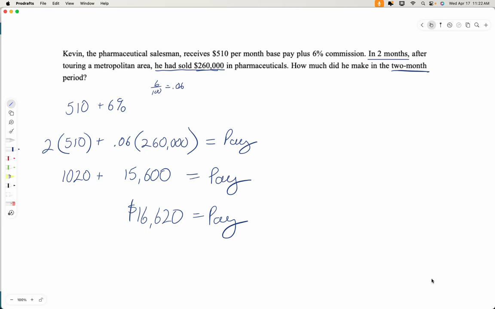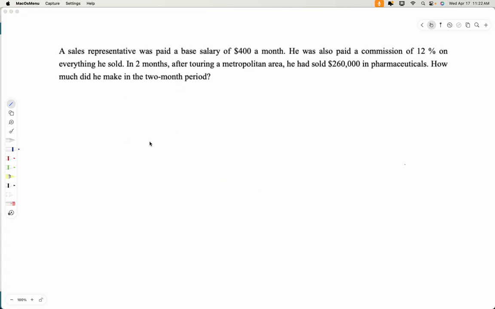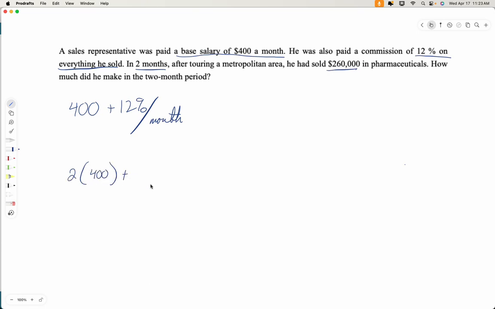All right, let's look at another one. So here we have a sales representative who was paid a base salary of $400 a month. And he got commission, 12% on everything he sold. So in 2 months, he sold $260,000. How much did he make? So again, a 2-month period. This time he has a base pay of $400 plus 12%. And this is per month. So in 2 months, we have to multiply this by 2. So 2 times 400 plus 12%, let's turn that into a decimal, that'll be 0.12, times the $260,000.